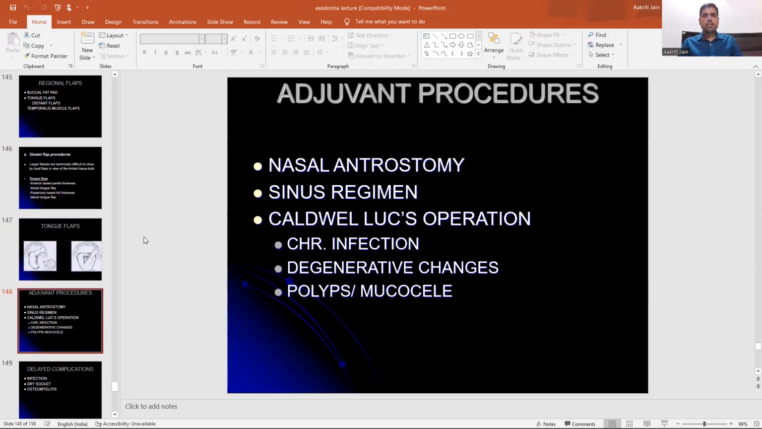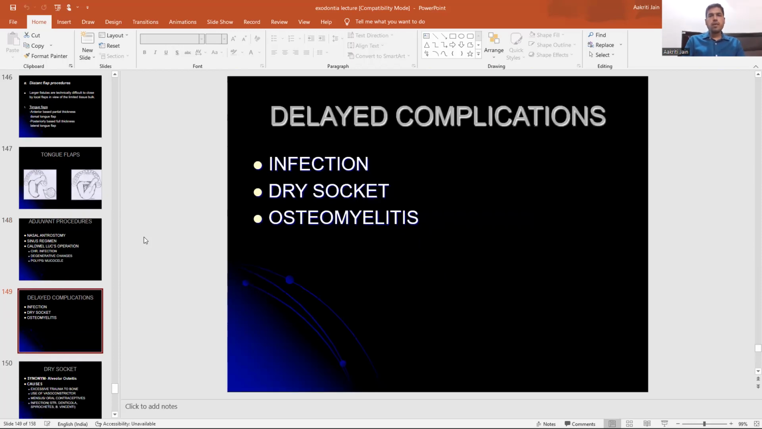Now the adjuvant procedures include nasal antrostomy, sinus irrigation, and the Caldwell-Luc operation, in which the degenerative changes and polyps on the mucosa are removed. Delayed complications of exodontia include infection, dry socket, and osteomyelitis.